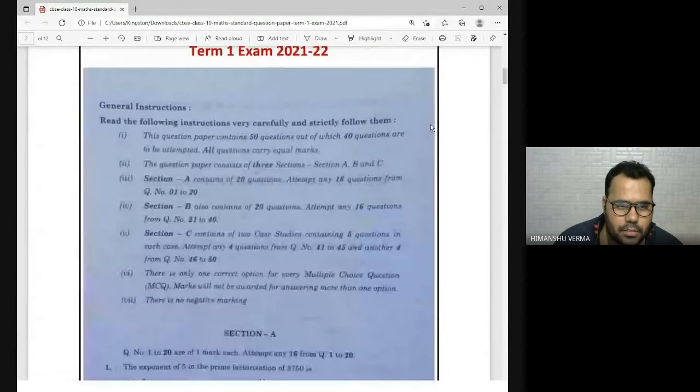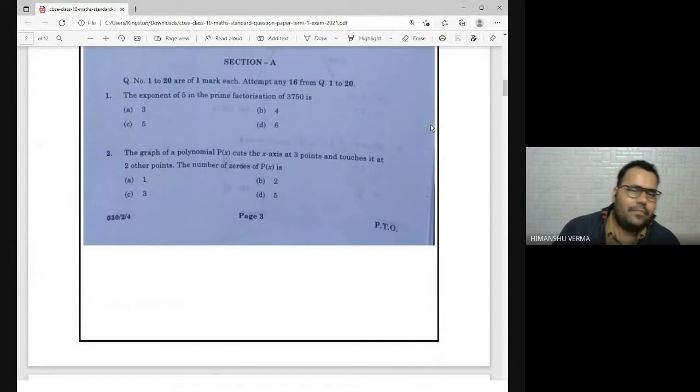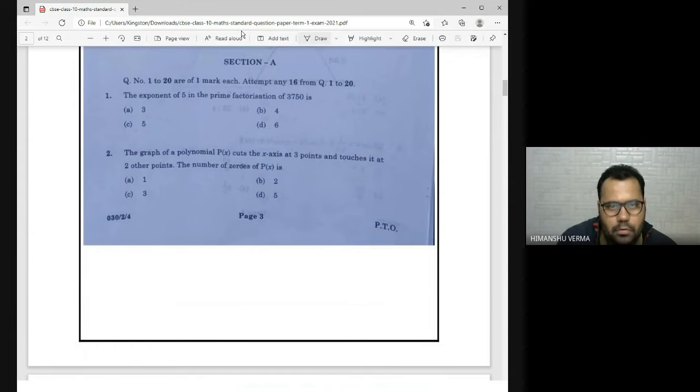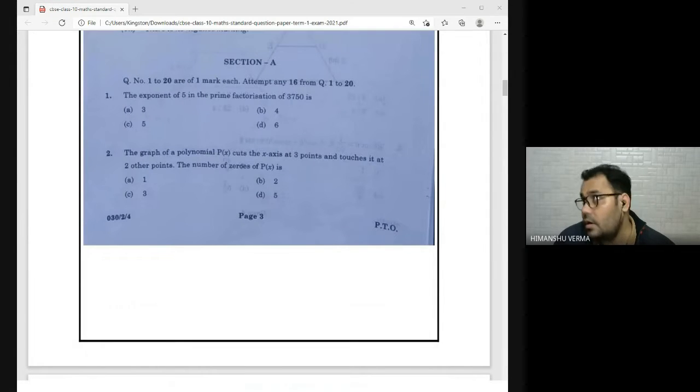So the first question was this: the exponent of 5 in the prime factorization of this. What was that? Tell me the answer quickly. I got 5. You got 5. So firstly, tell me what did you do? Factorize this in simple form. Yes, sir. Okay, we'll discuss this in the next session. I think tomorrow or maybe day after tomorrow I'll be having a discussion session.